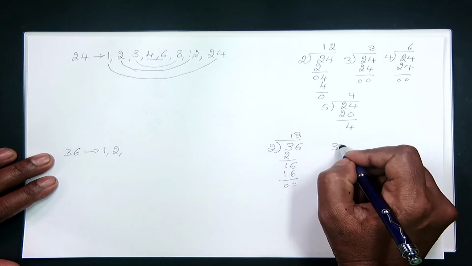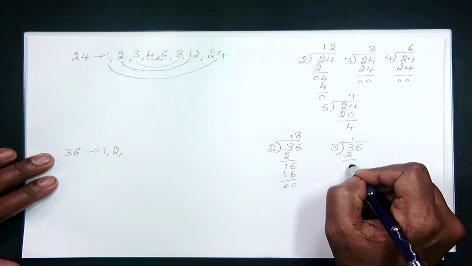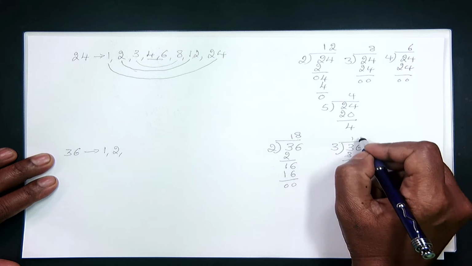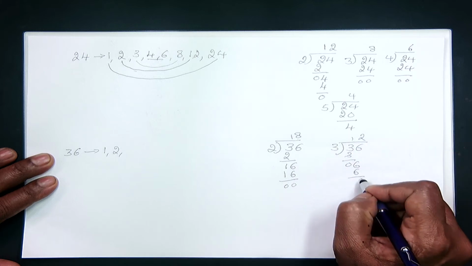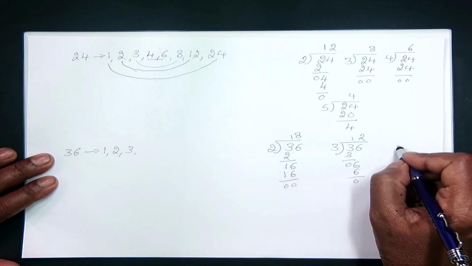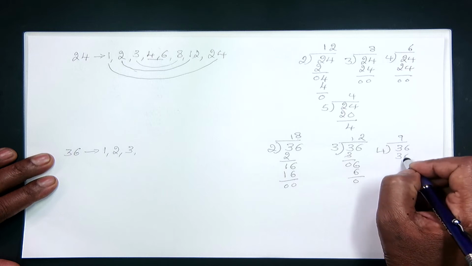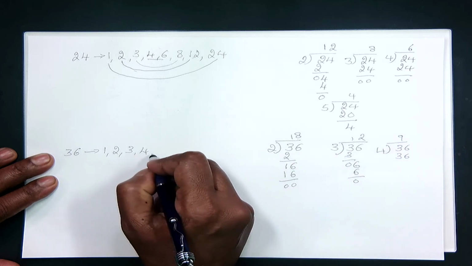Now divide by 3, 3 ones are 3, remainder 0, take 6 down, 3 twos are 6, remainder 0, yes 3 is also a factor. Take 36, divide by 4, 4 9s are 36, yes 4 is also a factor.